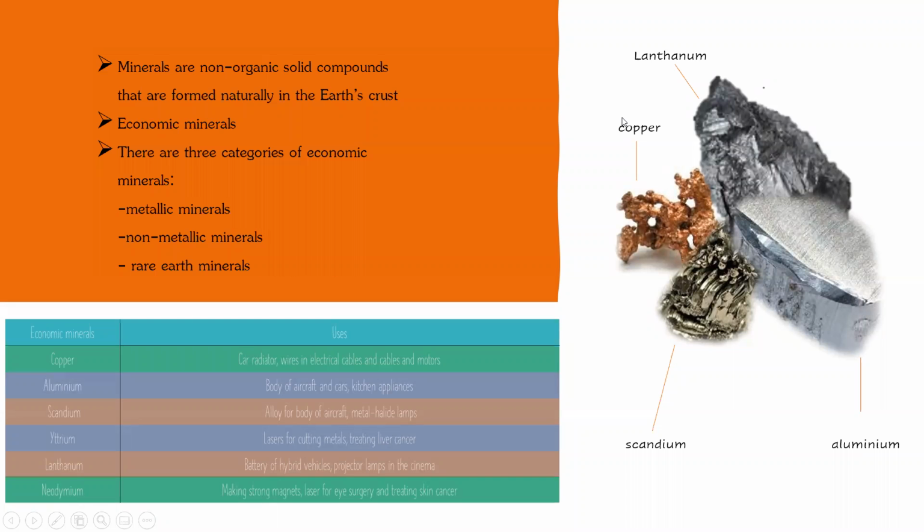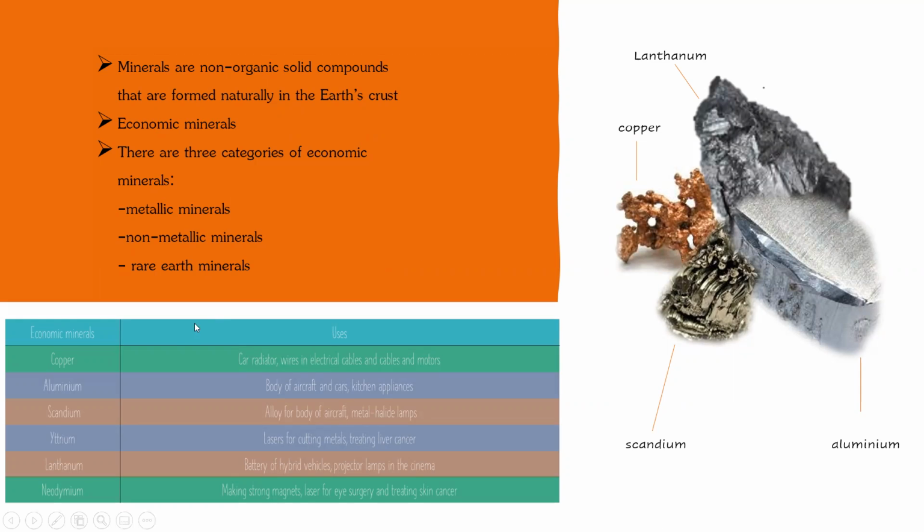Next, we have economic minerals. Minerals are non-organic solid compounds that are formed naturally in the Earth's crust. Some minerals are economic minerals due to their high economic values and unique characteristics and applications. There are three categories of economic minerals. We have the metallic minerals, non-metallic minerals, and rare earth minerals. I have listed some of the economic minerals down below in the table.